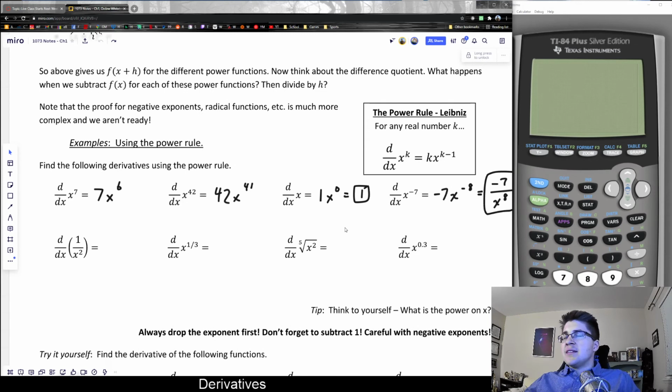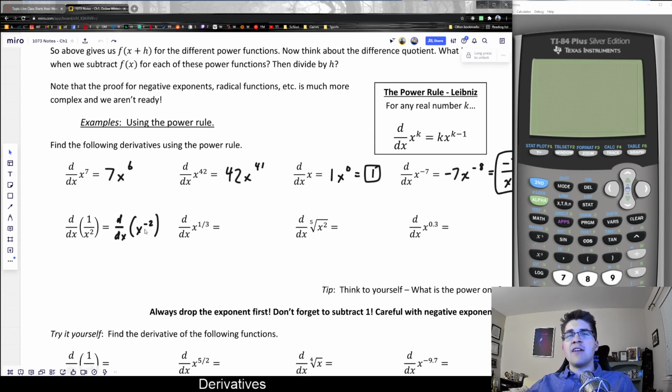And the reason I bring this example is, let's say I wanted to figure out what's the derivative of 1 over x squared. Well, remember that a reciprocal such as this, you can always rewrite using an exponent. So this is equal to d/dx of x to the negative 2 power, because 1 divided by x squared is just equal to x to the minus 2. And now that I've switched it to a negative, it's easier to use the power rule.